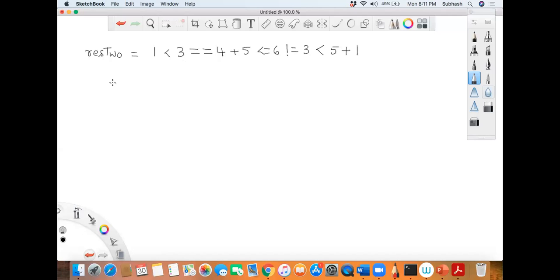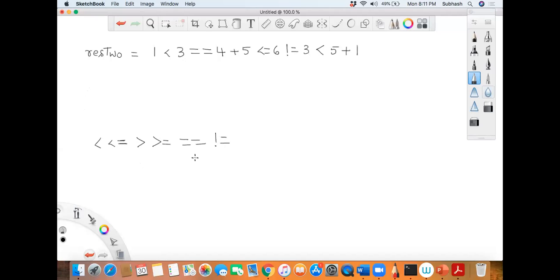So what are those relational operators that are available for us? Tell me. Less than, less than or equal to, greater than, greater than or equal to, equal to, and not equal to, right?